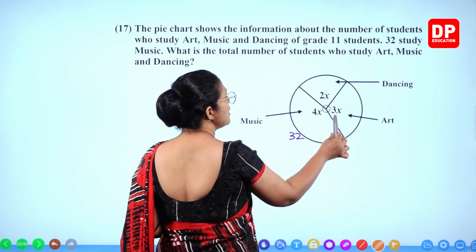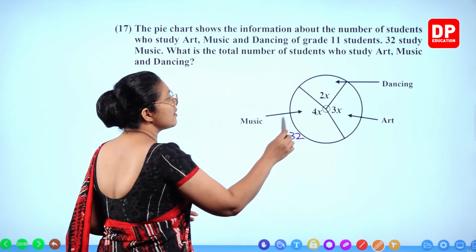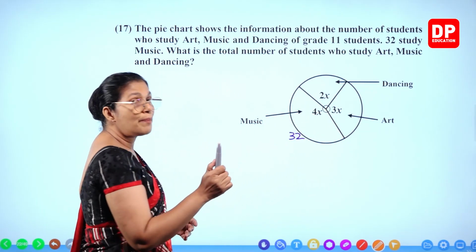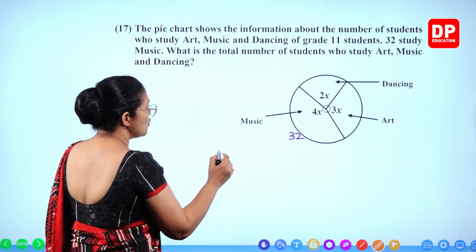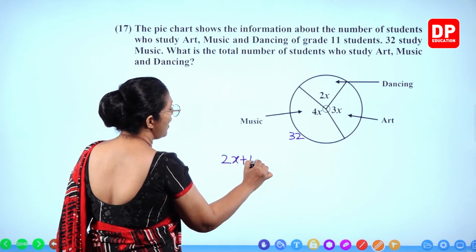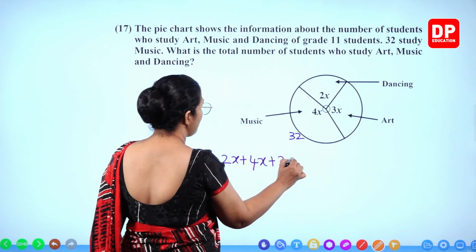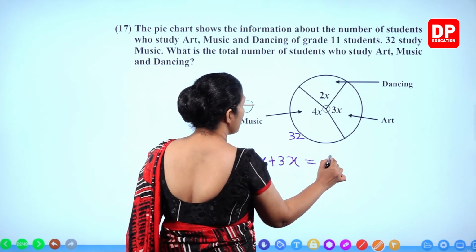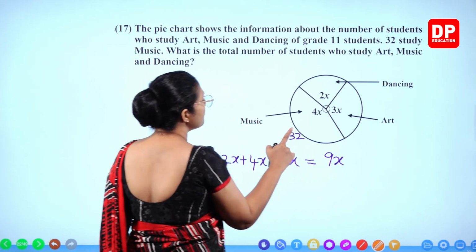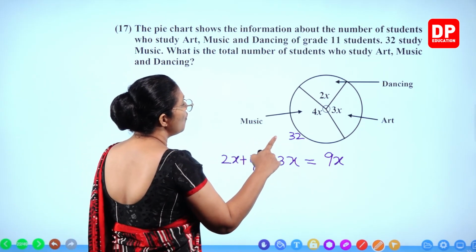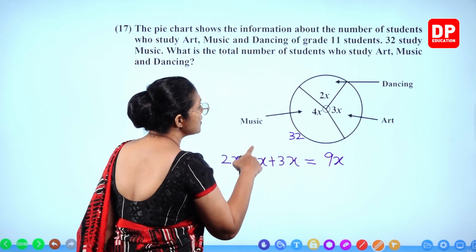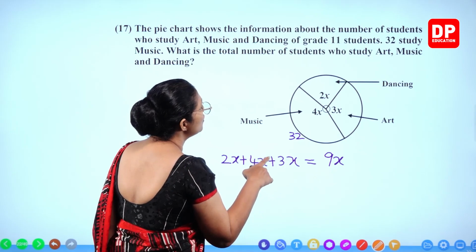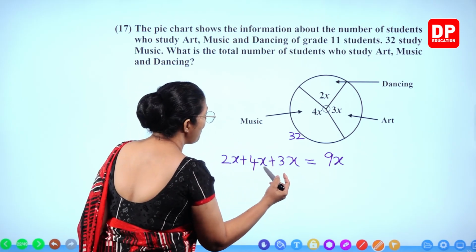So according to this, the sum of angles around a point is 360. So 2x plus 4x plus 3x is 9x. Then what is 4x? 4x becomes 32. So you need the total number.